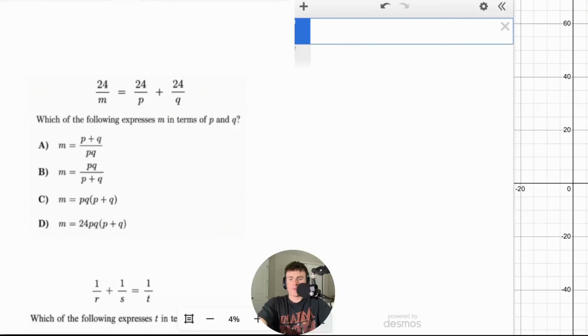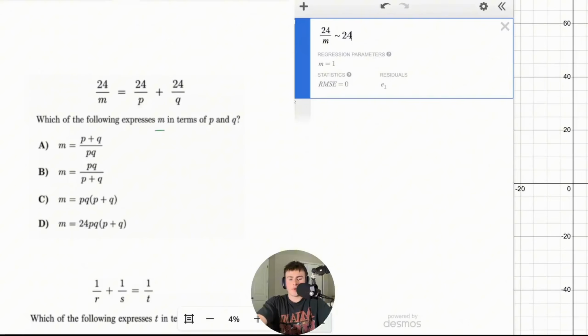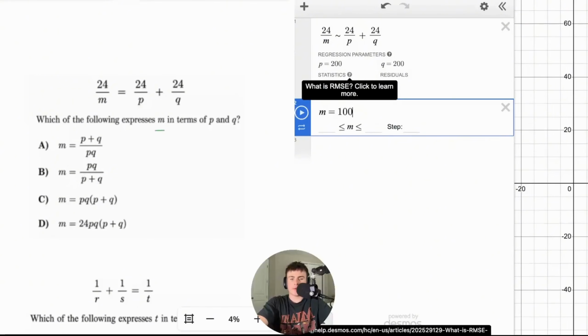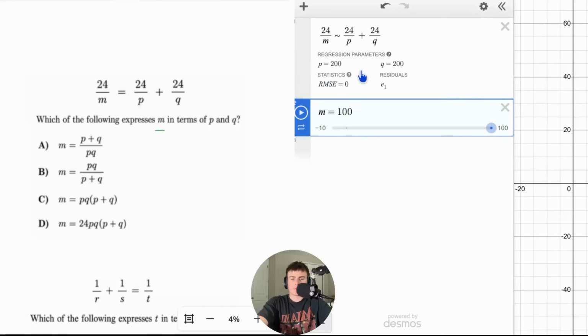It says, which of the following expresses M in terms of P and Q? So algebraically, we would solve for M and just isolate it. But we're not going to do that because one, I'm lazy, and two, I want to do it way faster, right? So let's just do this. It already has values plugged in, but I just like to type in a different value. Let's say M is 100, and then it solves for P and Q. Perfect. So now we know M, P, and Q.